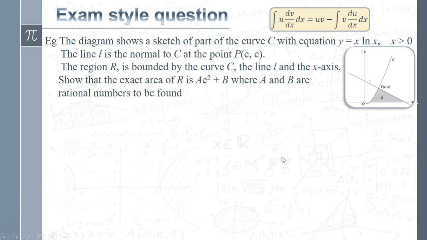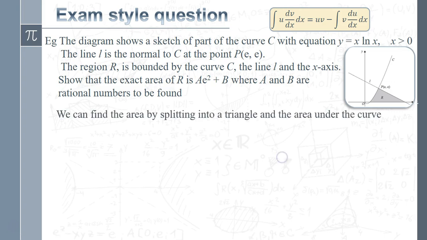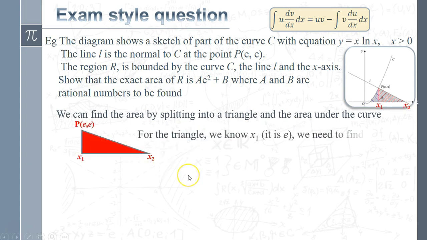For the region R, we've got to split this up. I'm going to split this into a triangle, which is underneath our normal, that's that bit there, and then the area under the curve, which is that bit there. So my red hashed area is my triangle, and then I've got this bit under the curve here. Let's look at that triangle and think about what we know.